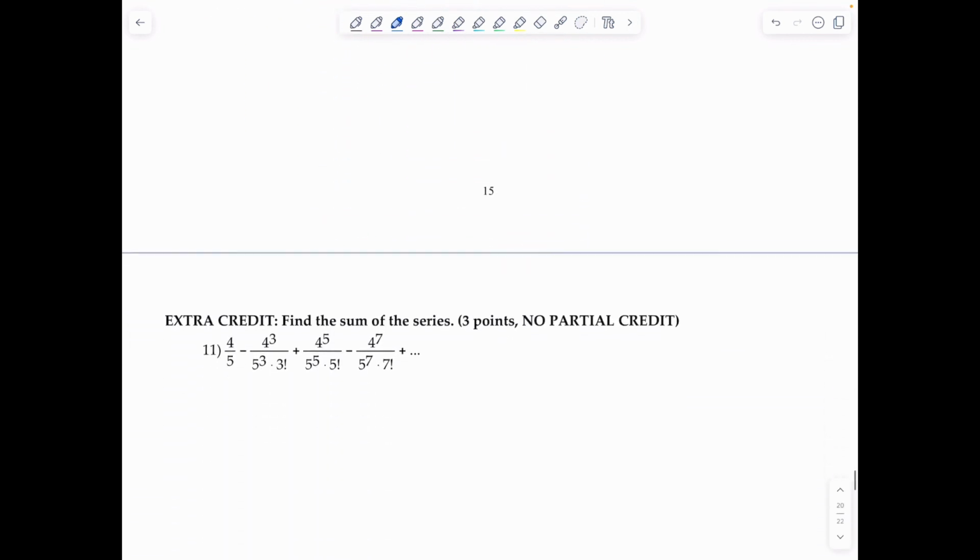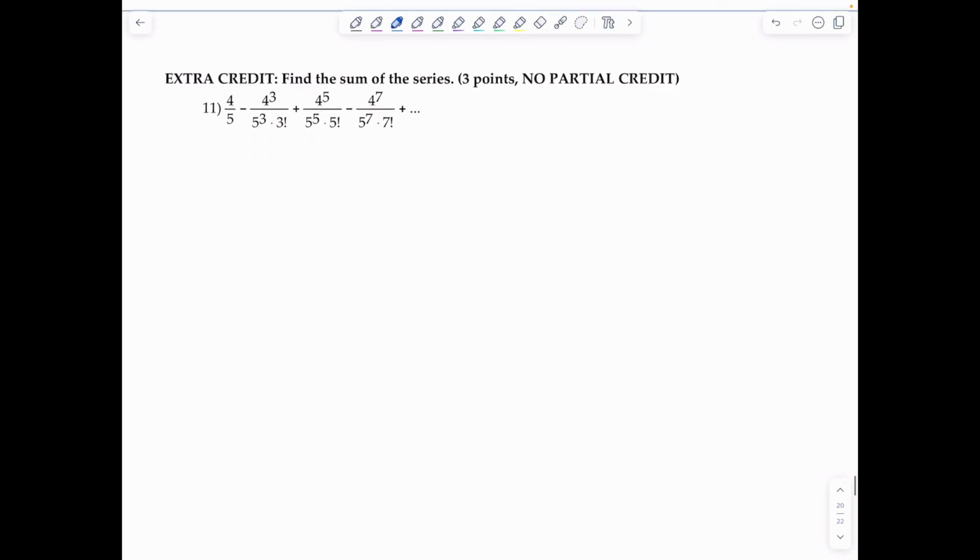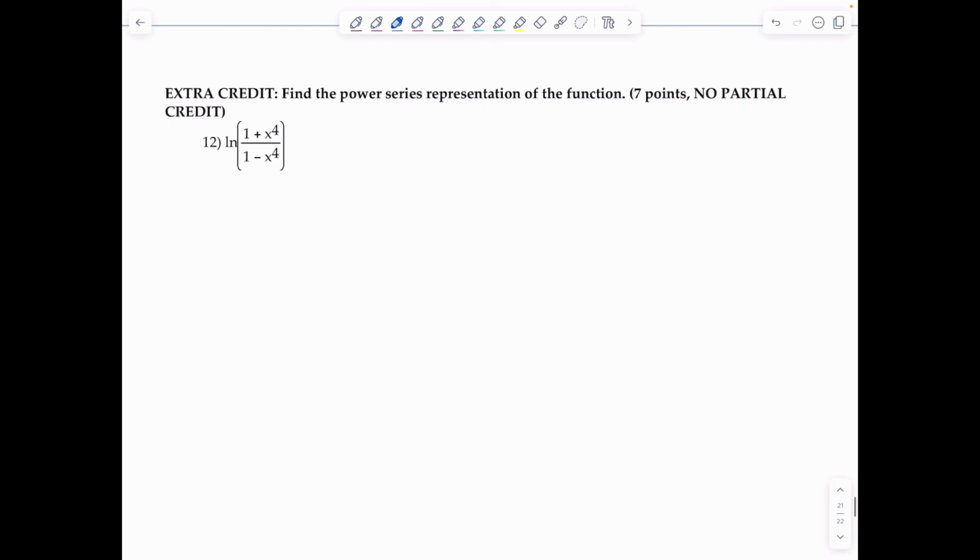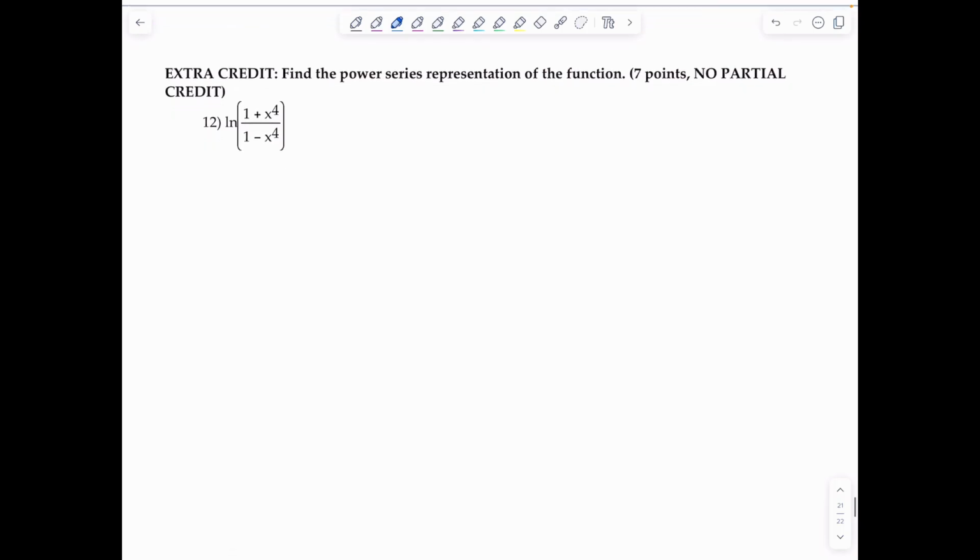So first extra credit, and I always do all or nothing on extra credit. There's no partial credit. Find the sum of the series. Okay. And then the next extra credit, look at me just throwing out points for the people. Find the power series representation of the function. We have natural log 1 plus x to the 4th over 1 minus x to the 4th.